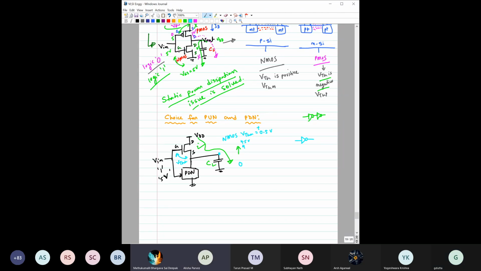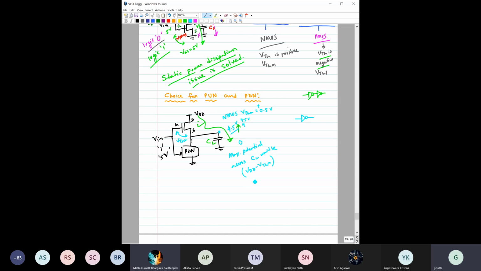If the voltage of the source goes above 4.5, so it goes to 4.6 volts, then automatically the top transistor goes into cutoff, right? So it cannot raise the potential anymore. So the maximum voltage that you can reach here is 4.5 volt. Or in general, the maximum potential across CL would be VDD minus VTHN, right? So obviously, the output voltage will be one threshold voltage below the supply voltage, right?